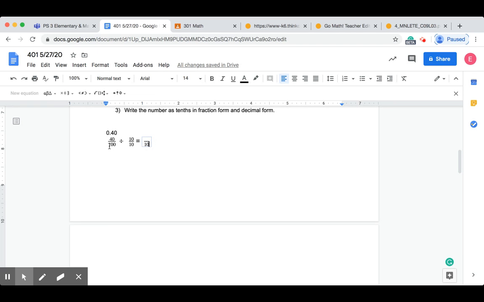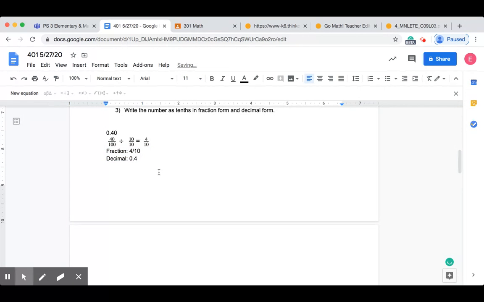And again, whatever you do to the denominator, you must do to the numerator. So 40 divided by 10 will equal 4. Just write it in on the top. 4. So I know that it's equal to 4 tenths. So my fraction will be 4 tenths, and for my decimal, I know that the tenths is the first place value to the right of the decimal. So I will write 0.4, and I will read it as 4 tenths.